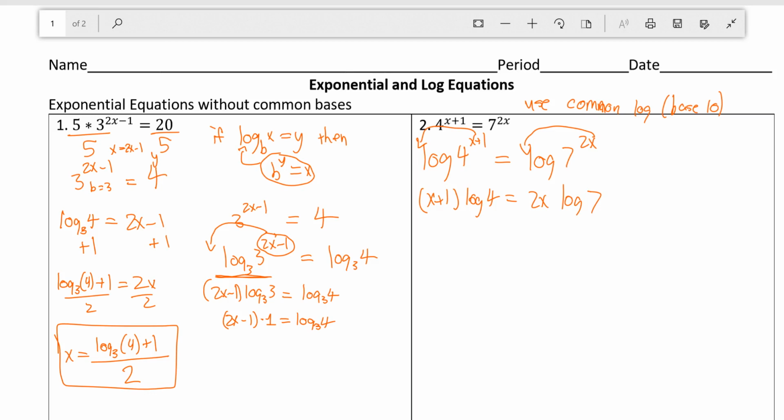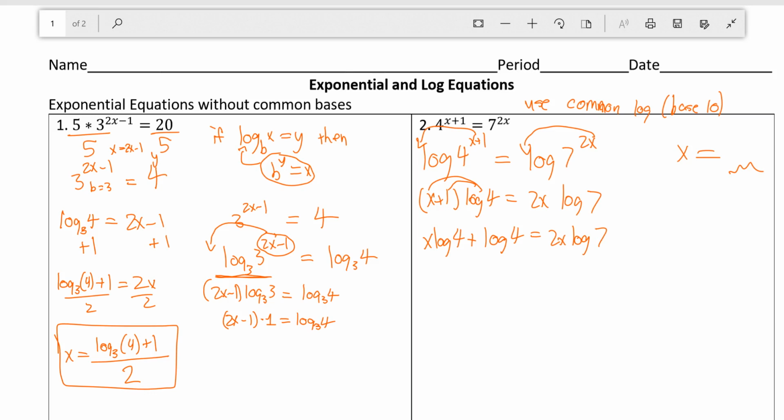So now the goal here is to get x by itself, right? I know I have it solved when I have x equals something. So if I have x plus 1 times log 4, remember log 4 is just a number. So I can distribute this number to both x and 1. So I get x log 4 plus 1 log 4 equals 2x log 7.